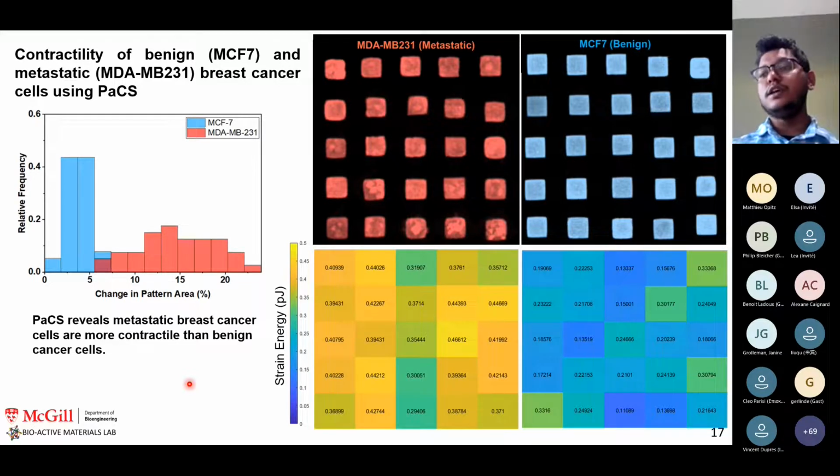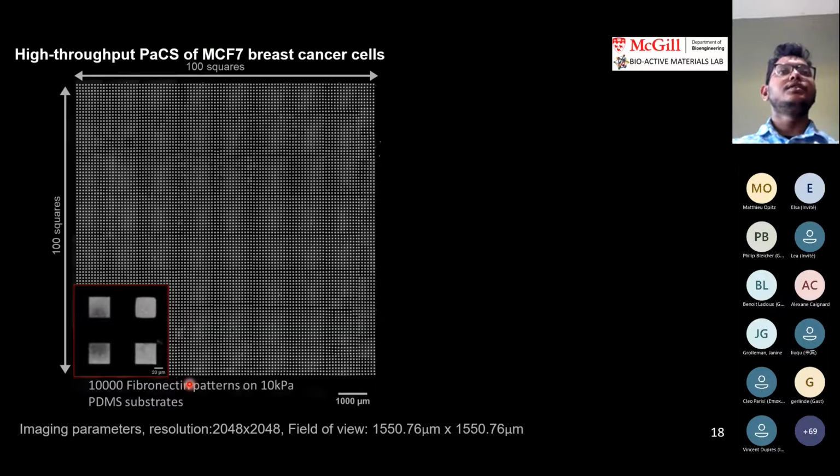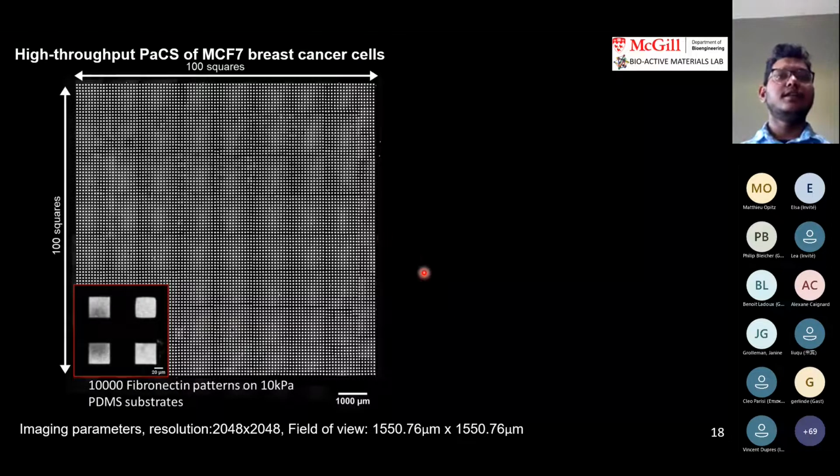In order to explore the full potential of this technique, we decided to print a large amount of patterns in a small area. Here we are printing about 10,000 fibronectin square patterns of the same area on a 10 kilopascal PDMS substrate. You can imagine this is a 10 mm by 10 mm square, so it can fit one well of a 24 well plate.